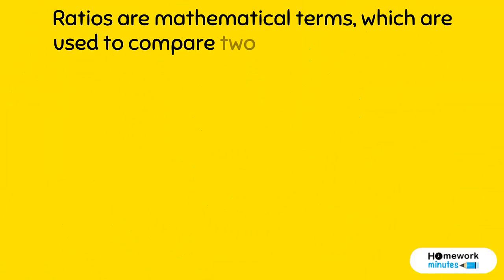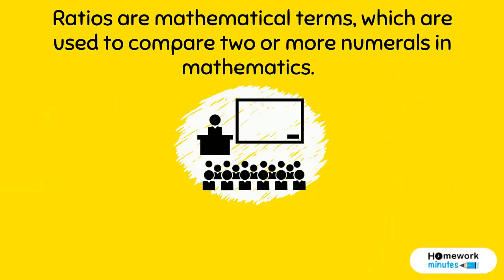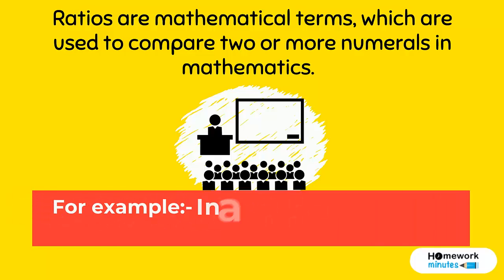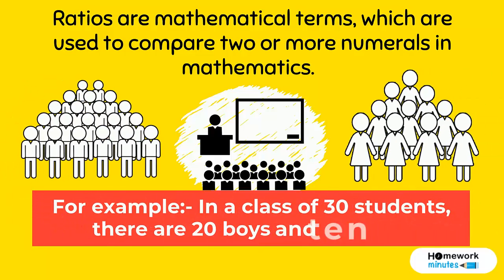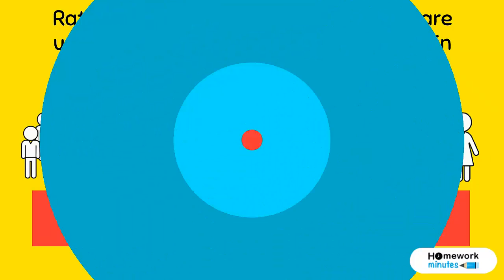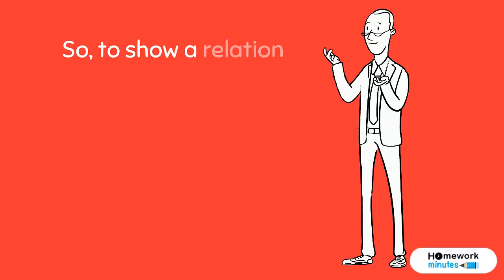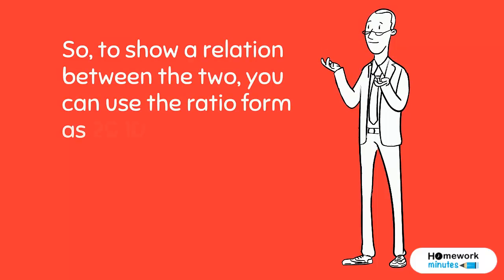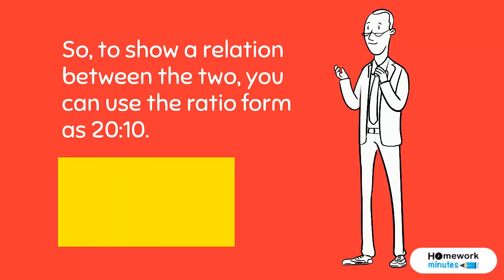Ratios are mathematical terms which are used to compare two or more numerals in mathematics. For example, in a class of 30 students, there are 20 boys and 10 girls. So, to show a relation between the two, you can use the ratio form as 20:10.